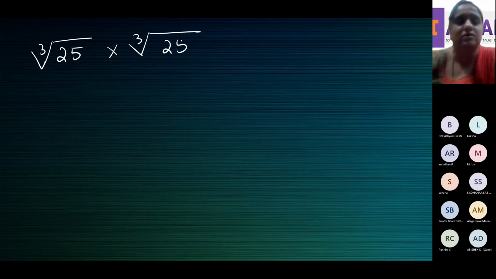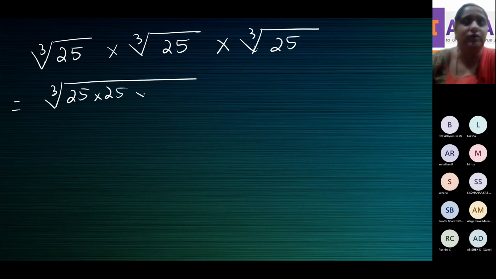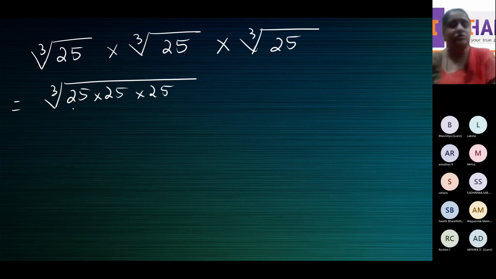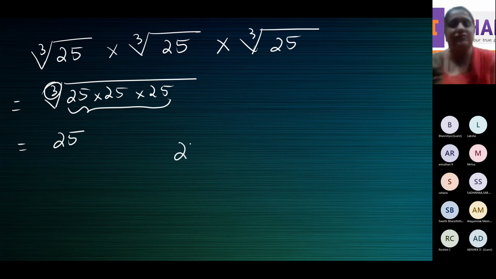Similarly, if you have, say, cube root of 25 into cube root of 25 into cube root of 25. All right. So now this will be cube root of 25 into 25 into 25. So from 3 25s, because it's a cube root, 25 will come out. And 25 means 25 by 1, integer by integer. It's a rational number. So this one is rational.